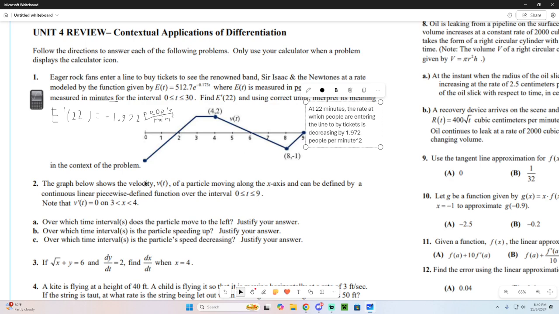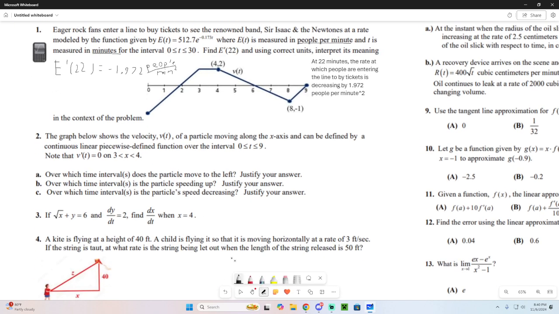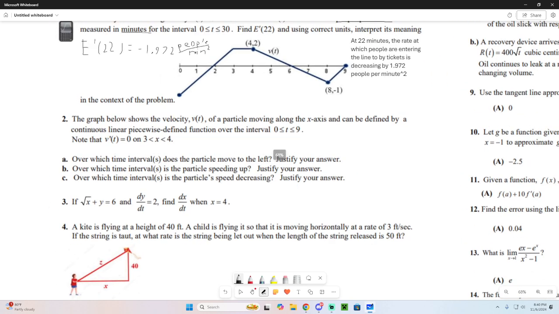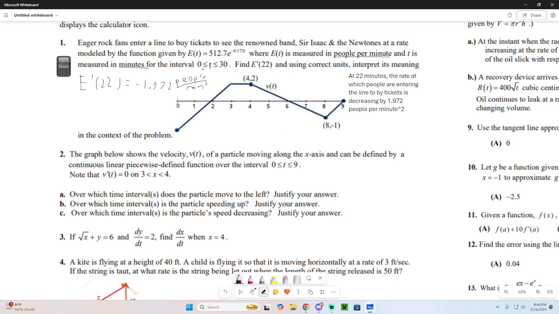Alright, number 2 says, the graph below shows the velocity v of t of a particle moving along the x-axis and can be defined by a continuous linear piecewise function over the interval 0 is less than or equal to t, which is less than or equal to 9. Know that v prime of t equals 0 for 3 is less than t, which is less than 4. So for the graph, it's just this one.